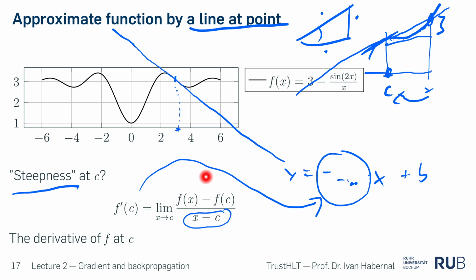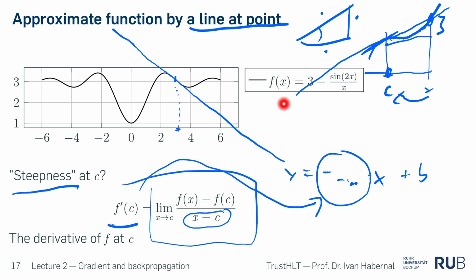But this is a refresher. So if you need to refresh this, I have some references later on which you can look up to understand more about derivatives if you really need to. So now we know how to compute the steepness. It's the derivative of the function. And this is great. So we can use this definition to compute any derivative for any point for this function.